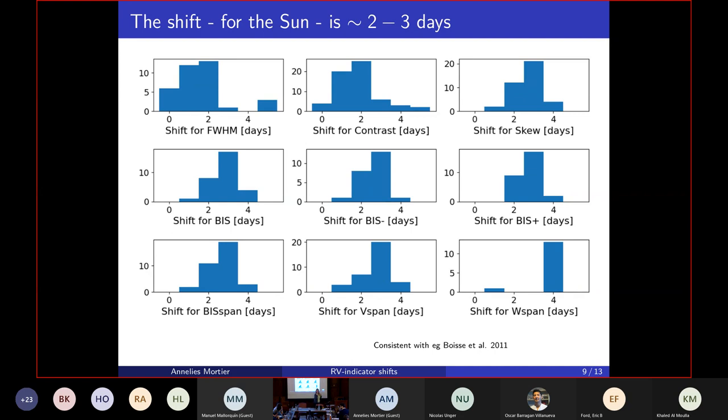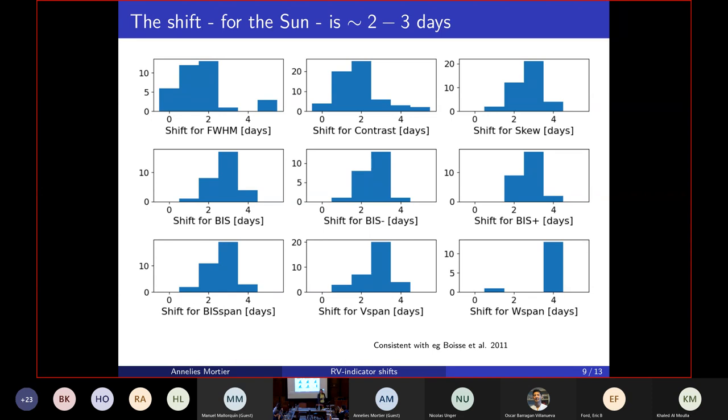You don't calculate this continuously. It's very unlikely that it will be actually 2 or 3 days. So everything about the symmetry is more 3 days than 2 days, and everything about width and depth is more 2 days than 3 days, it appears. But they're all significantly shifted.